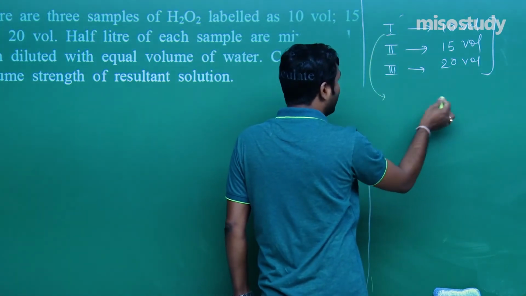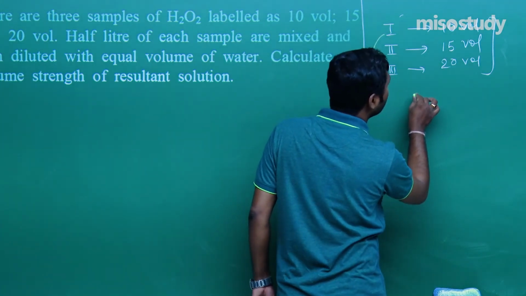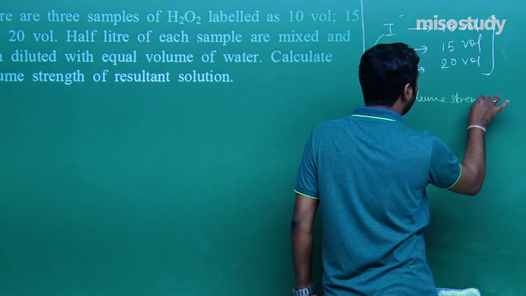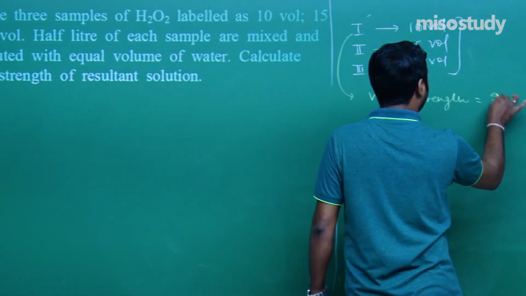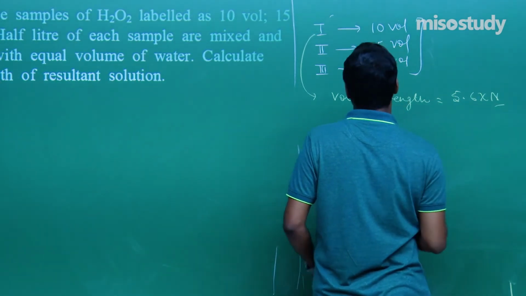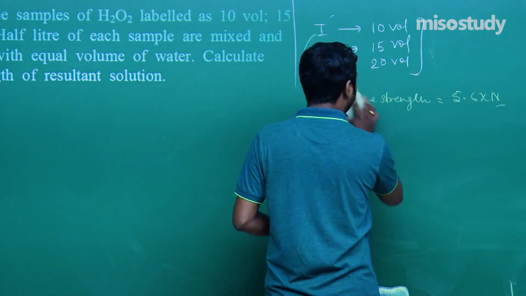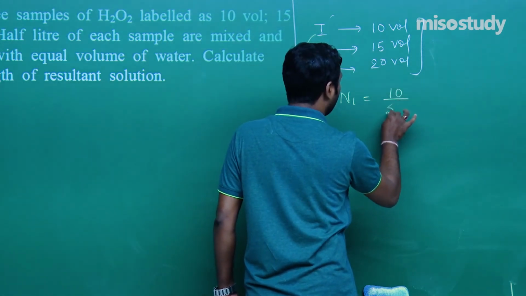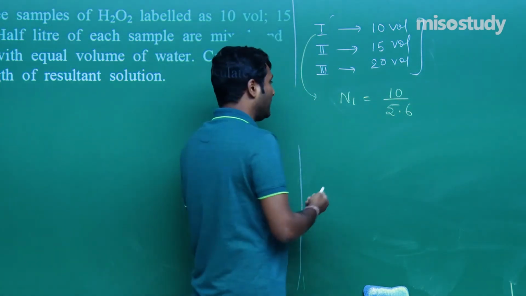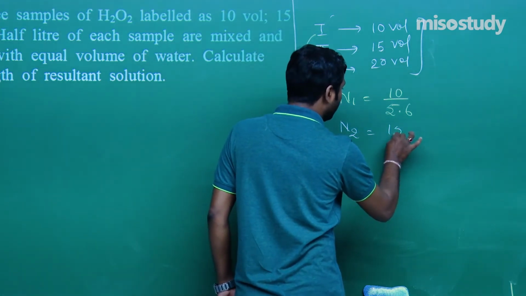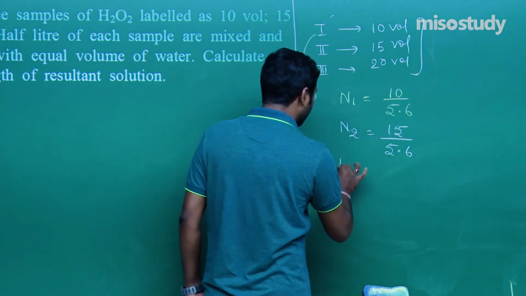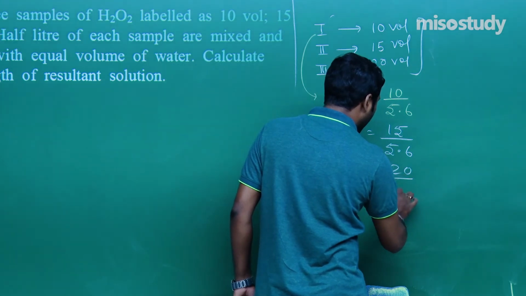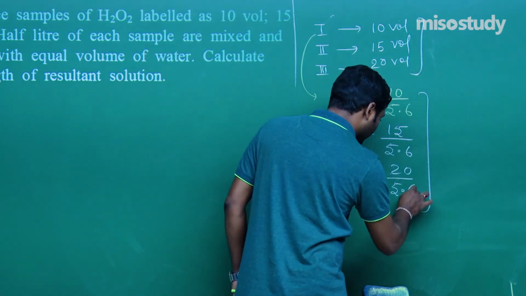As we know, volume strength is equal to 5.6 into normality. So here, for 10 volume, we can directly write N1 is equal to 10 upon 5.6. Then N2 is 15 upon 5.6, and N3 is 20 upon 5.6.